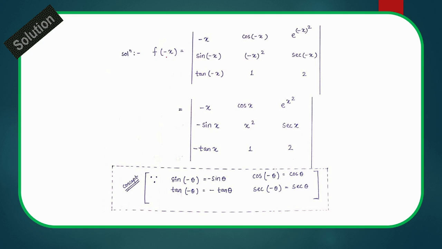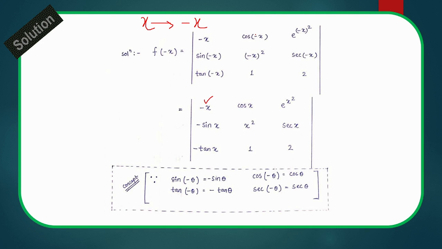So you can calculate f of minus x. F of minus x will be: x is replaced with minus x everywhere. So here minus x, cos of minus x, e to the power minus x square, sin of minus x square. Similarly here sec of minus x, tan of minus x, and 1, 2. So minus x will remain as it is.